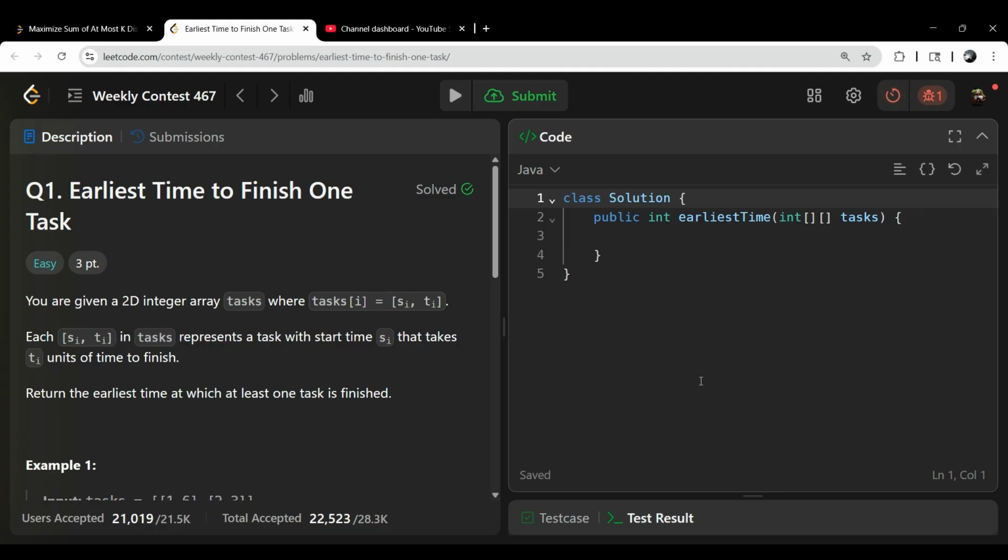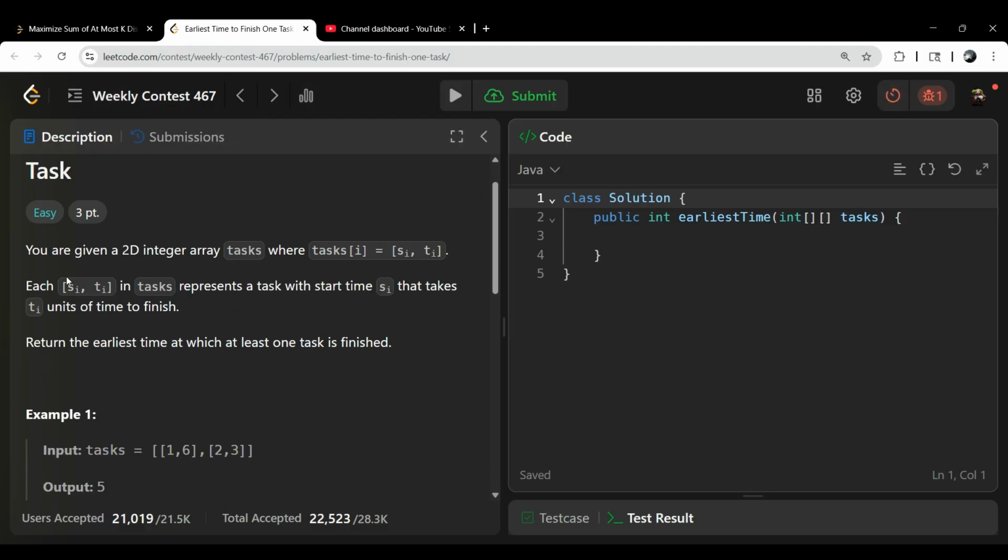Hello everyone, let's solve the question earliest time to finish one task which came in the weekly contest 467. So let's read the question. You are given a 2D integer array tasks where tasks[i] is s[i], t[i], and s[i] is the start time of the task and t[i] is that much units of time it takes to finish.